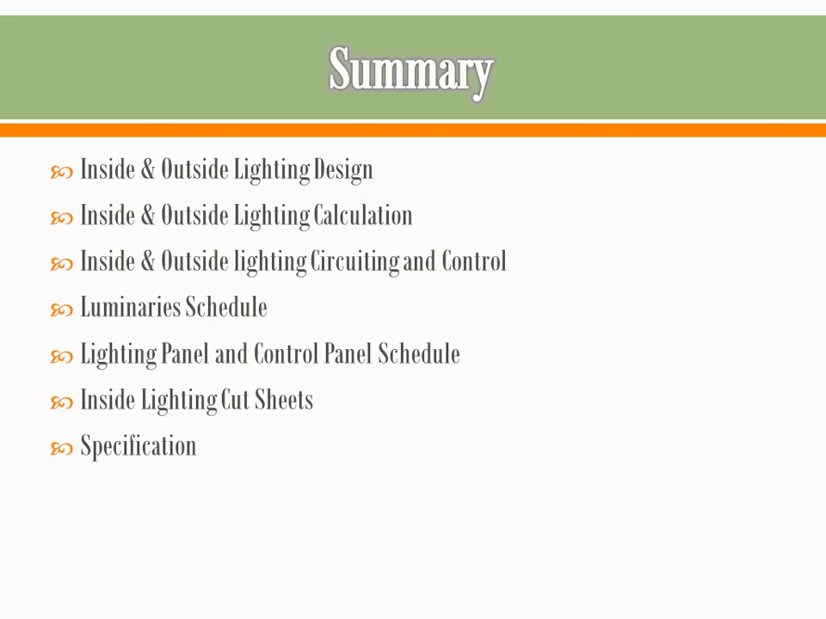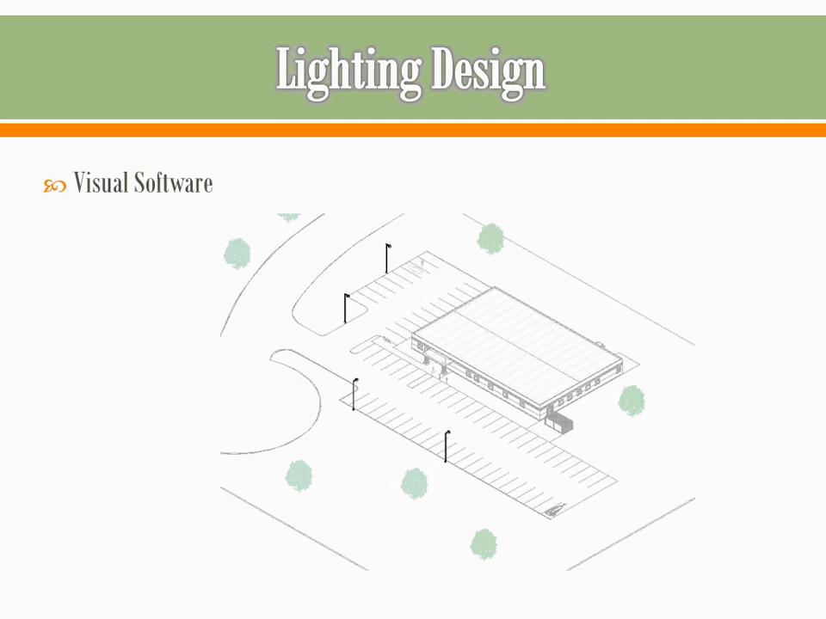So this is just a summary of things, in no specific order, of what I'm going to be talking about: inside and outside lighting design, inside and outside lighting calculation, inside and outside lighting circuiting and control, the luminaire schedule, lighting panel and control panel schedules, inside lighting cut sheets, and part of the specification, is what that generally is for our project. So for our lighting design, we use Visual software.